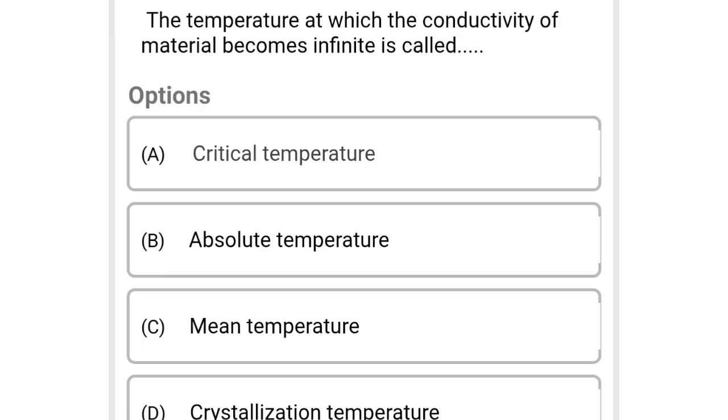Next question, the temperature at which the conductivity of the material becomes infinite is called option A critical temperature, option B absolute temperature, option C mean temperature, option D crystallization temperature. The correct answer is option A critical temperature.